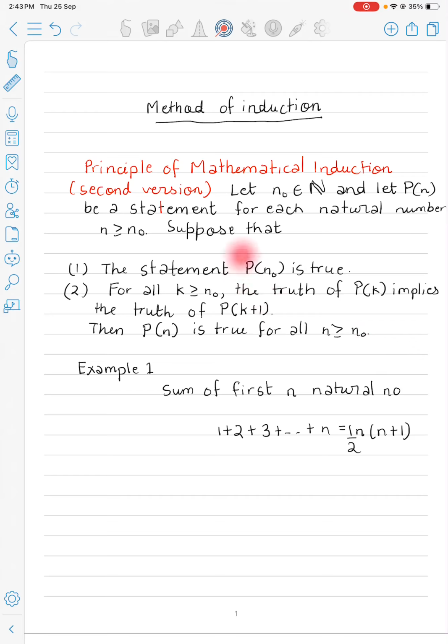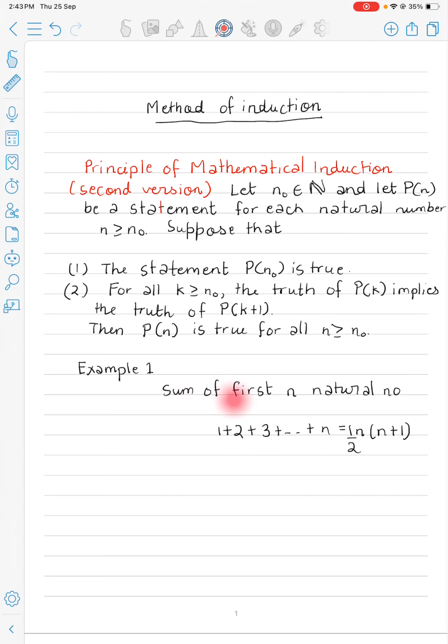But what we do is we take a statement Pn, which is a statement for each natural number, and we first prove it for any n0, and then if for any k greater than or equal to n0, the truth of Pk implies the truth of Pk plus 1, then Pn is true for all n greater than or equal to n0. So that's what to do. Let me highlight this using some examples.